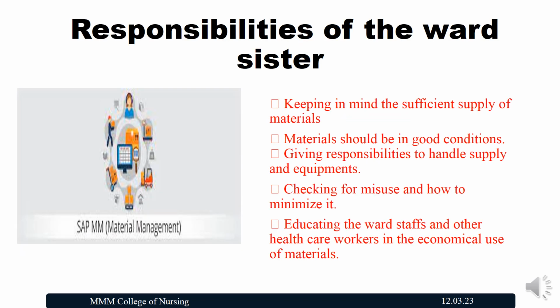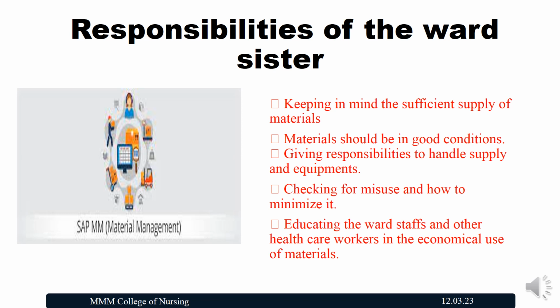Responsibility of the ward sister. The ward sister should keep in mind the sufficient supply of material, which is needed to run the ward. Second, material should be in good condition. We should get good material from the store department. After getting it, we should store it in a good place for using those things in a good way. And give responsibility to handle the supply and the equipment. We should delegate the responsibility to the staff working in that particular ward to handle that supply and equipment.